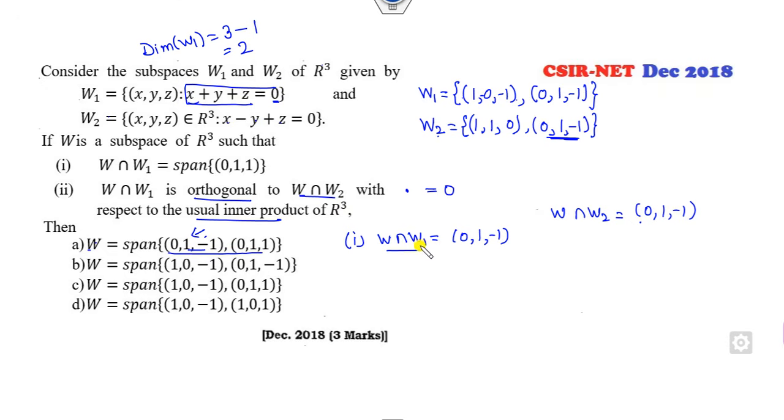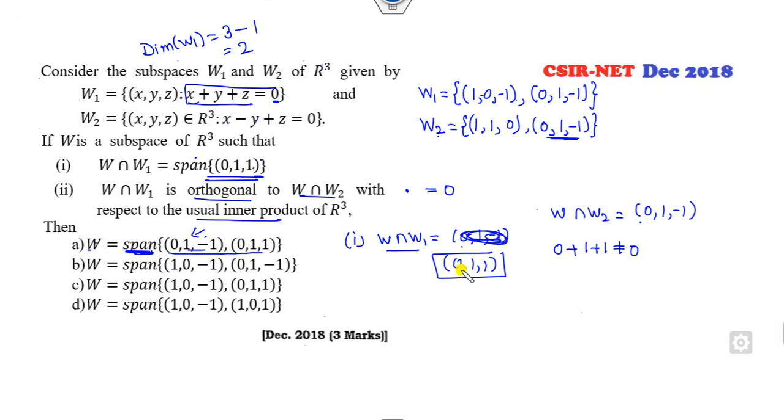Fine. So now, can the dot product be 0? You can see it's 0 plus 1 plus 1. It is not 0. So can you say it is orthogonal? It is not orthogonal. So you can check whether it is 1, 0, minus 1. Fine. So W intersection W1 is my span of this, but it is not part of this. Because it's a span of this, we can generate it, it's also a span of this.